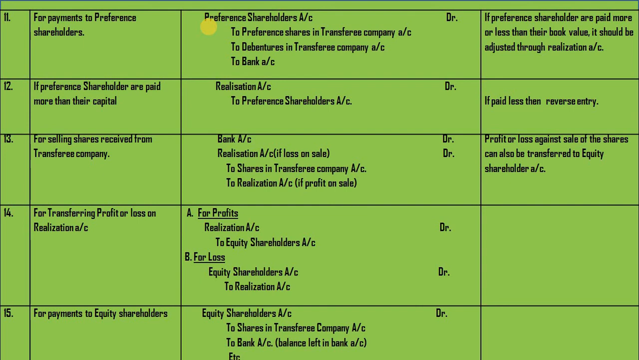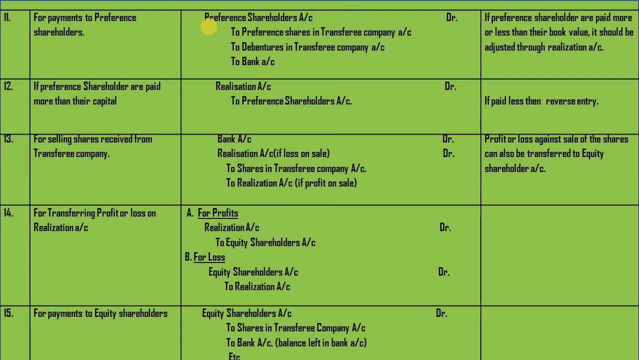And there are occasions where the preference shareholders' capital is rupees 100 and they are paid rupees 80 only. In that case, preference shareholders are settled below their capital amount, right? If they are settled at rupees 80, then rupees 20 is your profit. In that case, you have to pass just the reverse entry. Okay, it will be preference shareholders account debit to realization account, because it is a profit for you, right? In the second example, in the amount column, you write rupees 20.